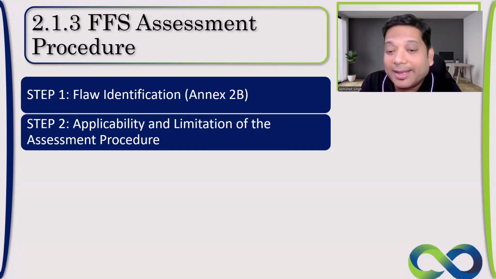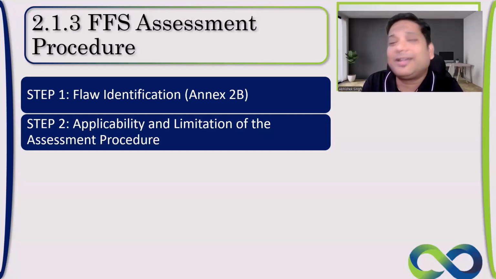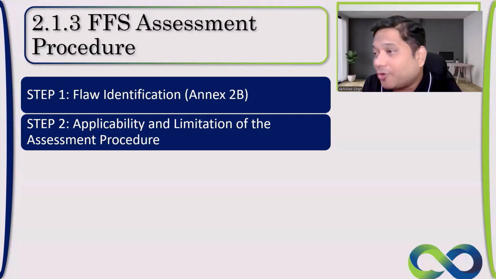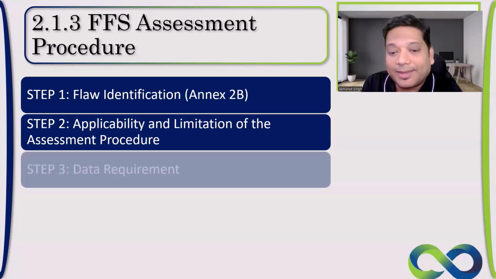Now there can be multiple other types of limitation for each and every type of assessment. Once you have decided the type of flaw, you'll go to the particular assessment methodology and see the applicability and the limitation provided for that part. Each and every part has some limitation and applicability clause. So that will be our next step.